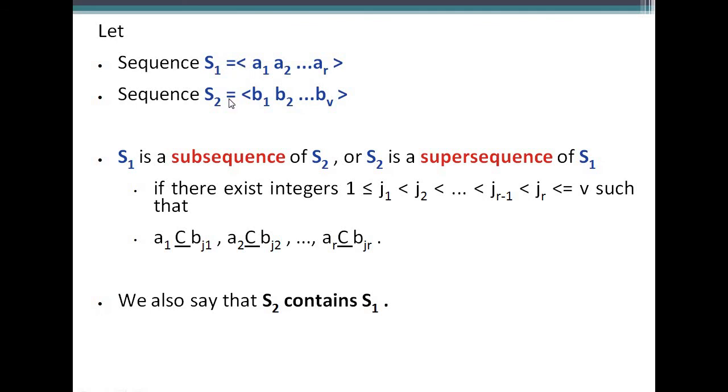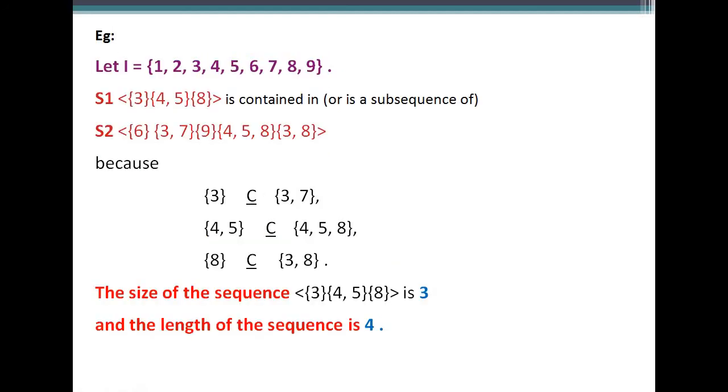We have two sequences, S1 and S2. S1 has A1, A2, up to AR, and S2 has B1, B2, up to BV. In that case, S1 is a subsequence of S2, or S2 is a supersequence of S1, if there exist 1 ≤ j1 < j2 < ... < jR ≤ V such that A1 is a subset of Bj1, A2 is a subset of Bj2, that is, it has to go to the later element. Likewise, it would continue. Okay, so I hope you are clear with every concept.